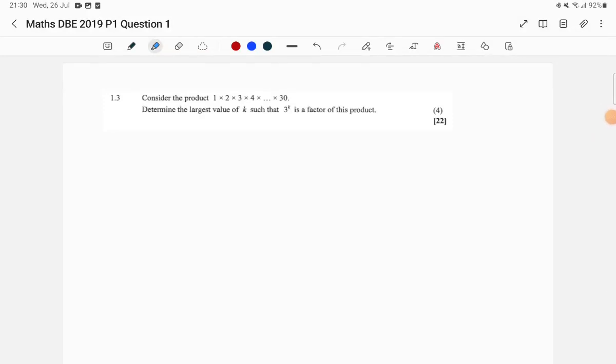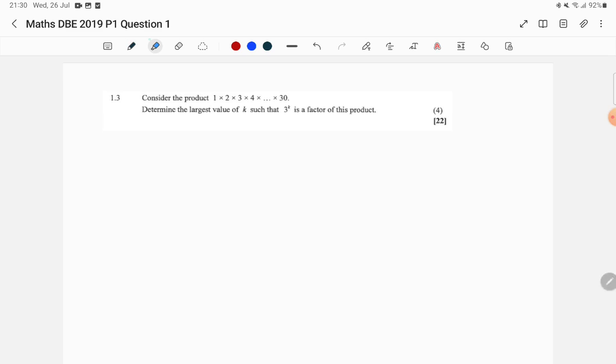Question 1.3. Consider the product 1 times 2 times 3 times 4 times till you get to 30. And the question says determine the largest value of k such that 3 to the power k is a factor of this product. This is just for 4 marks, so this is your level 4 question at the end of your algebra section, and a little bit unorthodox in this 2019 paper.